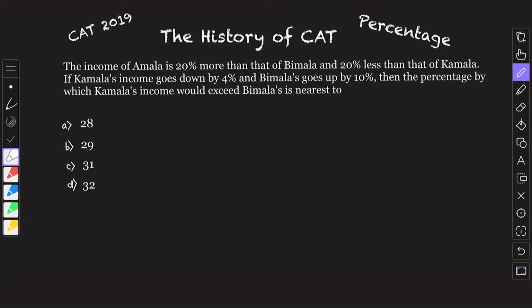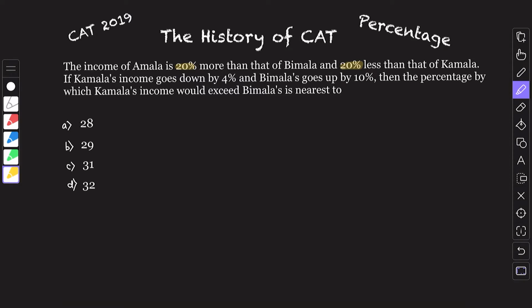So let's take the third question on percentage, which was asked in the year 2019 in CAT. So what is the question saying? The income of Amla is 20% more than that of Bimla and 20% less than that of Kamla. So income of Amla is compared with Bimla and Kamla. 20% more than Bimla, 20% less than Kamla.